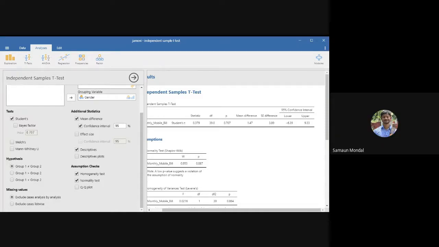Sir, a question. In the place of normality test, something has been written in brackets, Shapiro-Wilk. What does it mean?